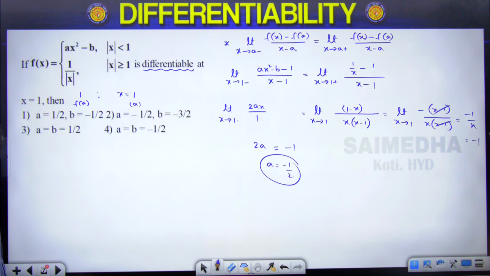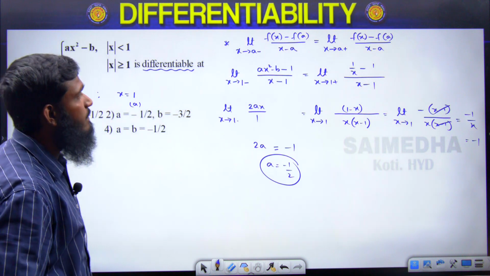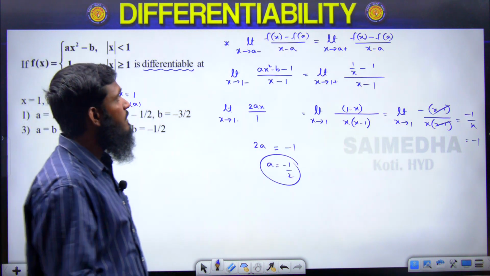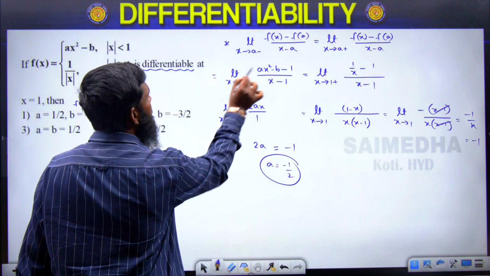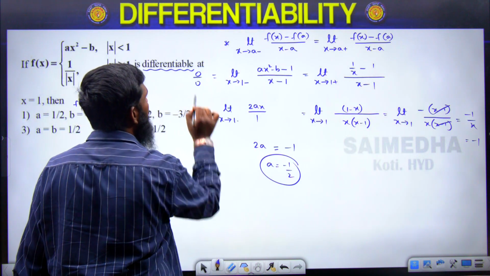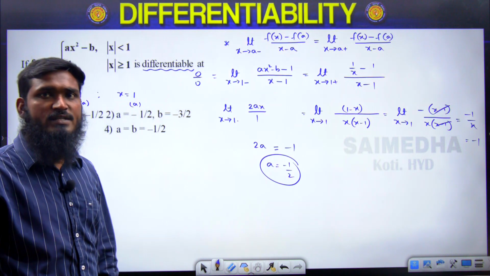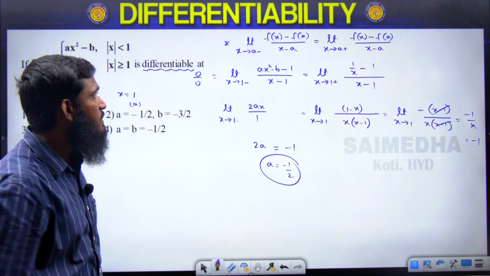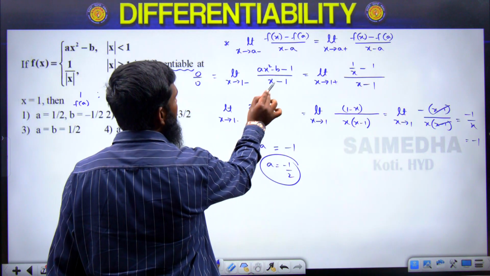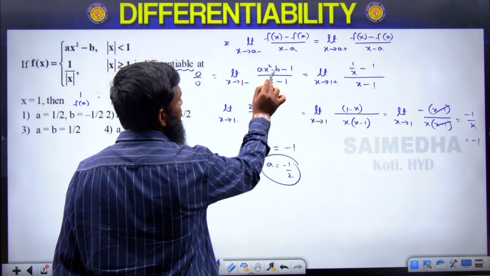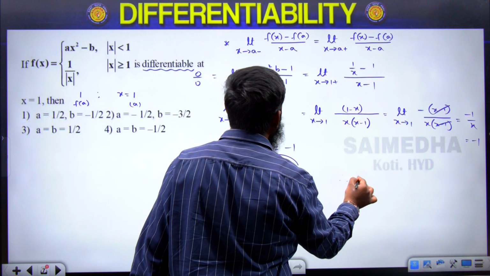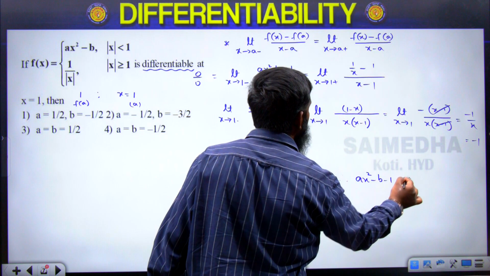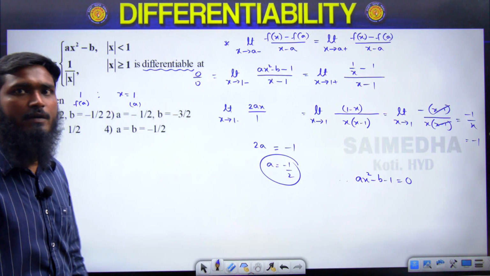So after getting a value equal to minus 1 by 2, we have to find out the b value also. Just now we have assumed this complete part as 0 by 0. Then only can we use L'Hospital's rule. The denominator is 0 and the numerator is also becoming 0, which means we can take the numerator ax square minus b minus 1 equal to 0. That numerator part we have taken as 0 over here.